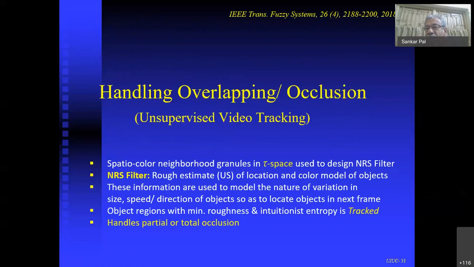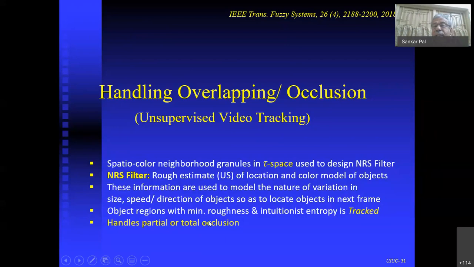So now if I give the sequence of P frames and pass it through a filter, its output gives a lower approximation of an image. That means a lower approximation of the object model and an upper approximation of the object. Lower means definitely belonging, upper means definitely as well as possibly belonging. And those models indicate color and location. Based on the sequence of lower and upper, in the next P plus one frame, you can estimate its location, again based on lower and upper.